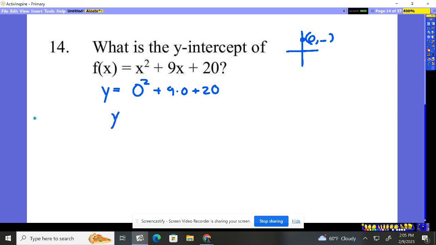You can see how much easier this is. 0 squared plus 9 times 0, 0, plus 20, 20. So it crosses the y-axis at 0, 20.